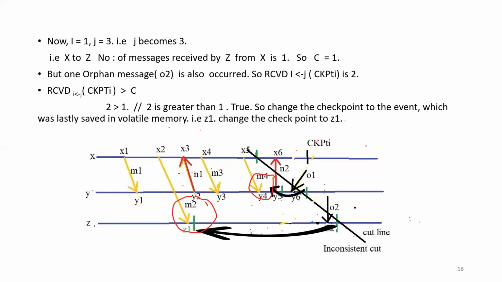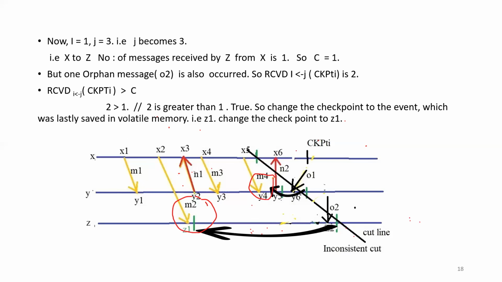Change checkpoint to Z1. So Z1 is the event, and that checkpoint may be a consistent one because that is recorded in volatile. Similarly, take the process Y4. At the event Y4, sending and receiving messages are equal, and the event Y4 is recorded in non-volatile storage also. Assume the event Y4 is recorded in non-volatile. So we have moved the checkpoints to Y4.